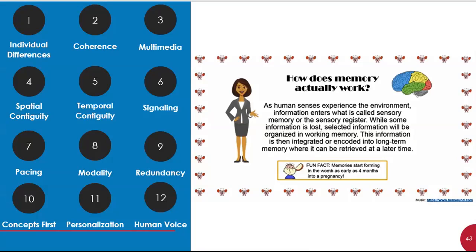The coherence principle wanted you to get rid of any extraneous words, pictures, sounds, anything like that. So let me know in the chat, was there extraneous content? And if so, what specifically was extraneous?